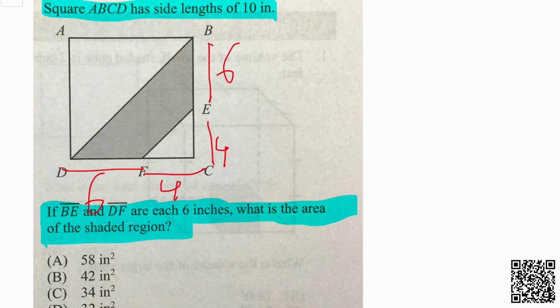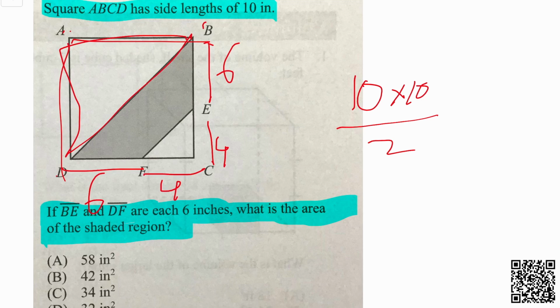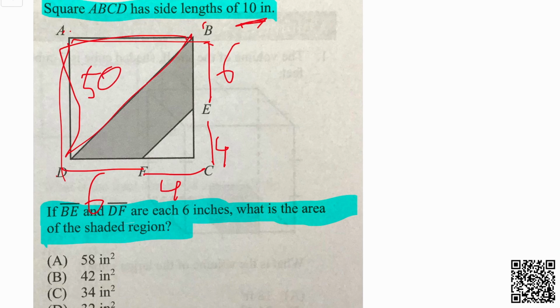And you can tell right here that this triangle is obviously half, because of how to solve the area of a triangle: the length multiplied by width divided by 2. So 10 times 10 is 100, divided by 2, which is 50. And if its side lengths are 10, then the entire square's area would be 100. So if this triangle is already 50, then we have to solve this triangle over here and then subtract it from the total area to get the shaded region.